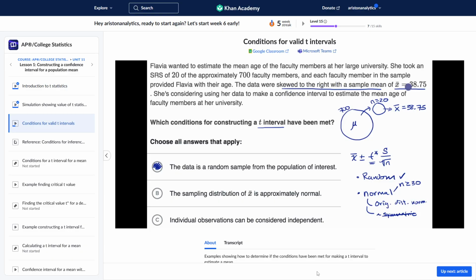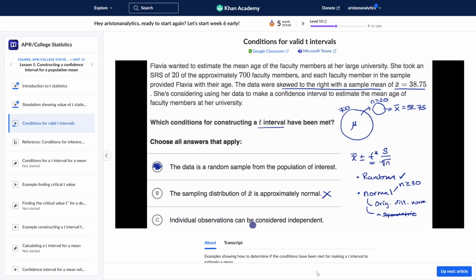You could have faculty members who are 30 years older than this, 68 and 3/4, but you're very unlikely to have faculty members who are 30 years younger than this. And that's actually what's causing that skew to the right. So this one does not meet the normal condition. We can't feel good that our sampling distribution of the sample means is going to be normal. So I'm not going to fill that one in.